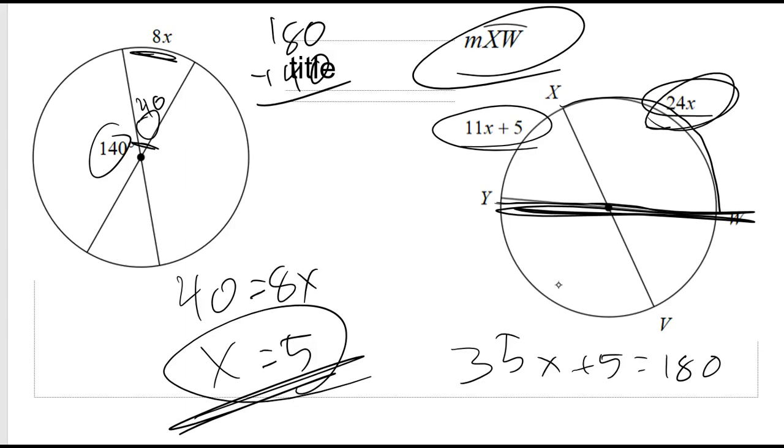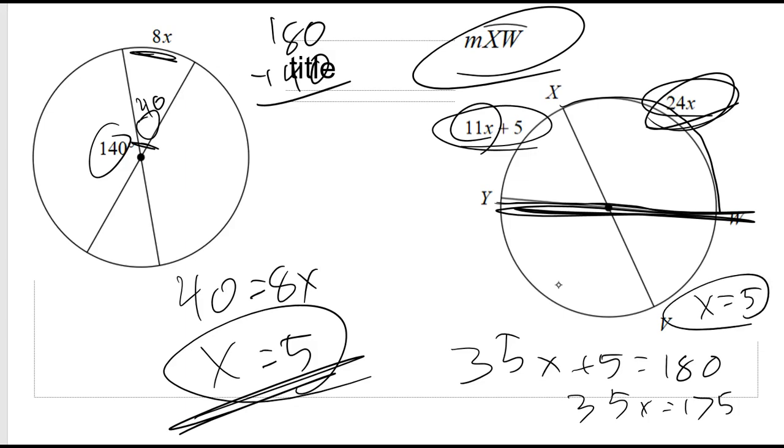So that's what I did. I just combined like this guy and this guy. Saved a step. I subtract 5 from both sides. I get 35x equals 175. That's 180 minus 5. And I'm going to simply take 175 divided by 35. And that's going to give me x equals 5.